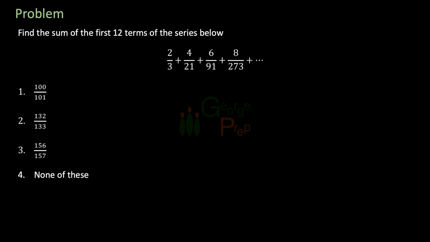Let's see how we can solve this question. We've got 2 by 3 plus 4 by 21 plus 6 by 91 plus 8 by 273 and so on. So I'll have to somehow get some pattern here. It cannot be random.